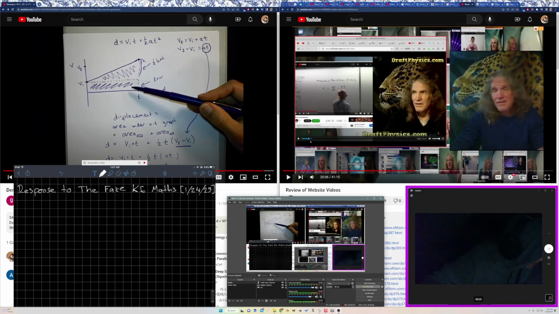This is a response to the fake kinetic energy maths from Draft Science, in which he claims that squaring the seconds on acceleration allows for squaring the velocity, but it doesn't have anything to do with squaring the velocity. Although it is strange, squaring seconds makes no sense, right?